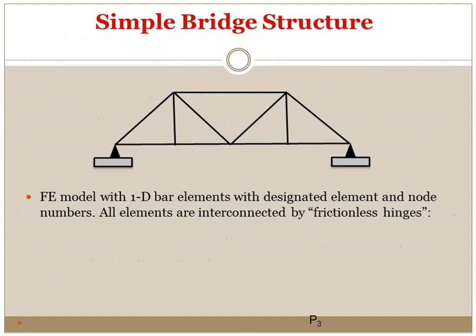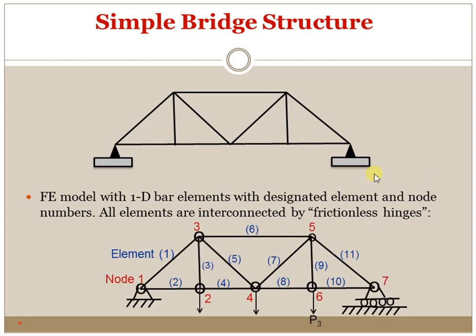Here we can take one small example, a simple bridge structure. It is shown in the figure like this, which has 1, 2, 3, 4, 5, 6, 7, 8, 9, 10, 11 elements, and they are supported at the two ends. So this is an FE model with 1D bar elements with designated element and node numbers. All elements are interconnected by frictionless hinges. So we can give numbers to the nodes and elements.